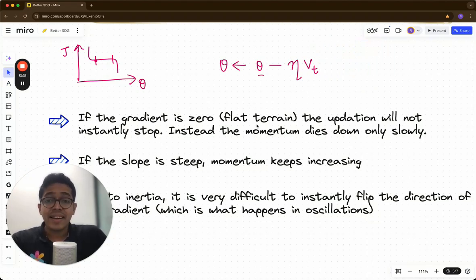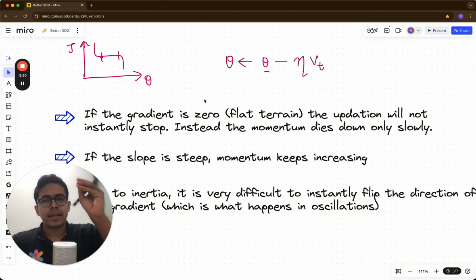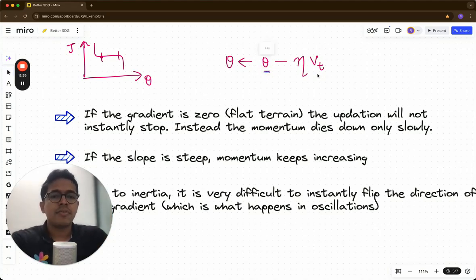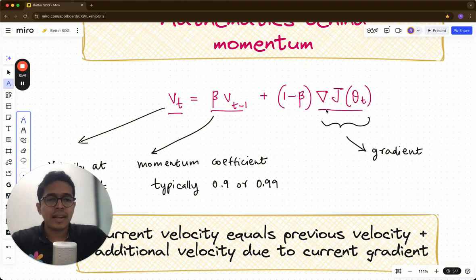So in flat terrain, the updation will instantly stop in vanilla gradient descent. However, in the case of momentum, the updation will not instantly stop. And why is that the case? Because the Vt term does not become 0 even if the gradient is 0. So in the flat region, although this gradient term is 0, the Vt term is actually only 1% of the gradient term. The remaining 99% is the previous velocity.